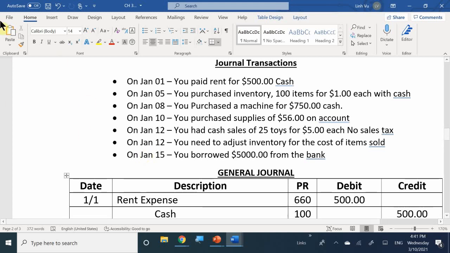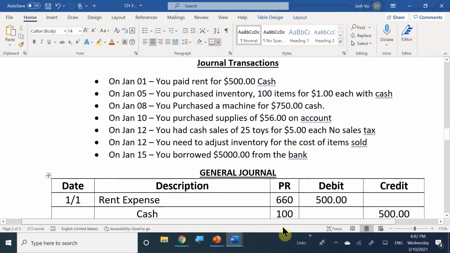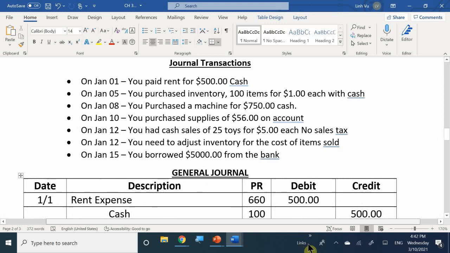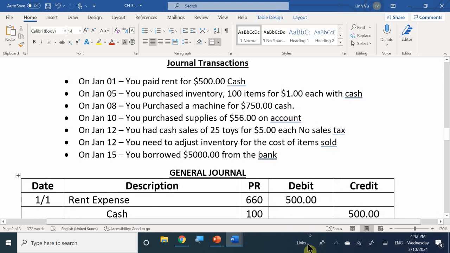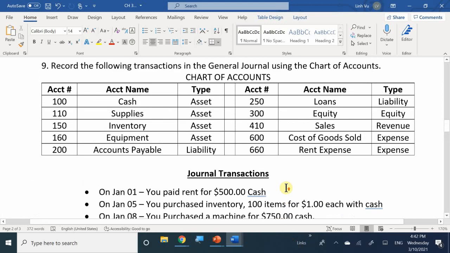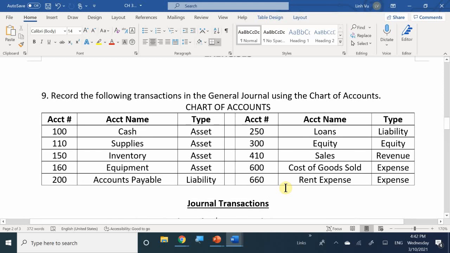On June 5th, you purchased inventory, 100 items for $1 each. I've got to move this over now. And we paid with cash. Let's look at our chart of accounts one more time. Do we have inventory? Yes, we do. Do we have cash? Yes, we do.